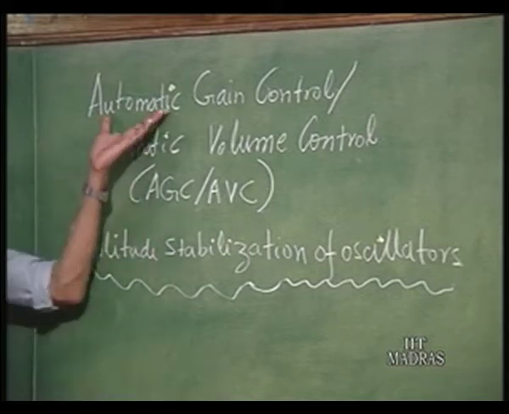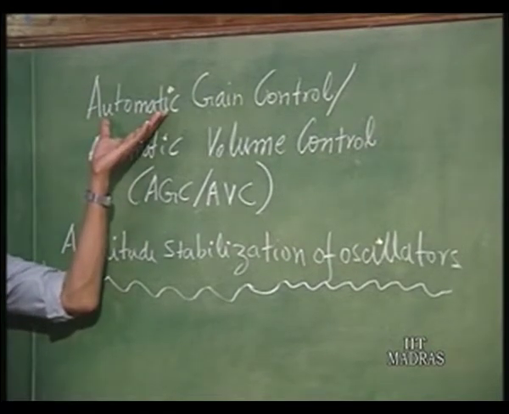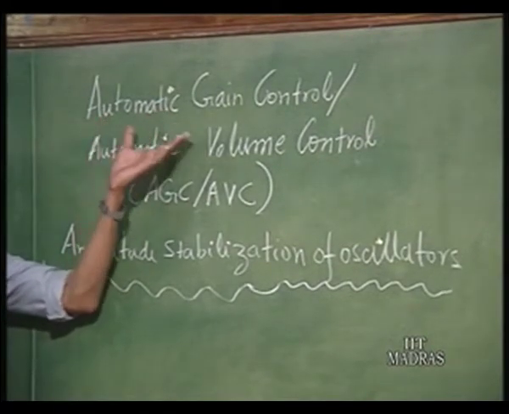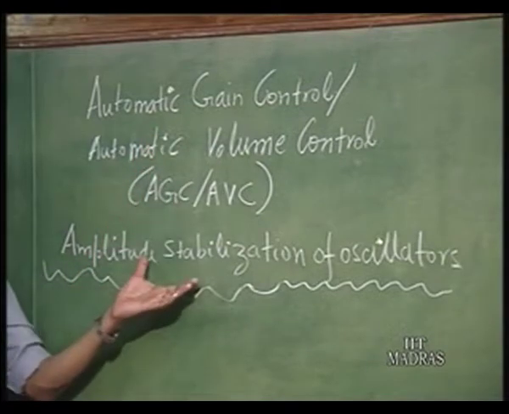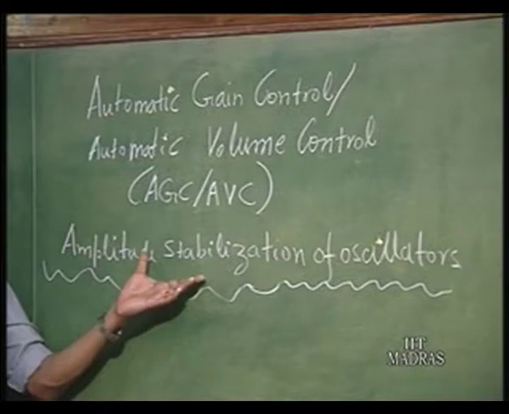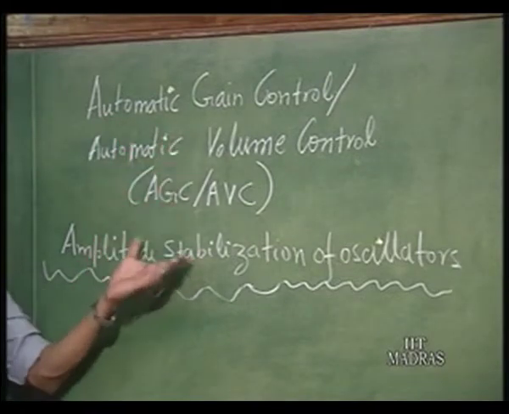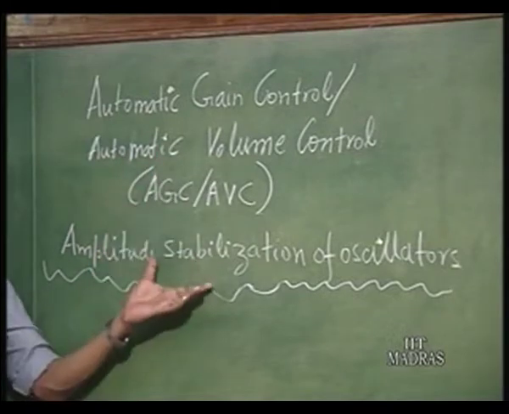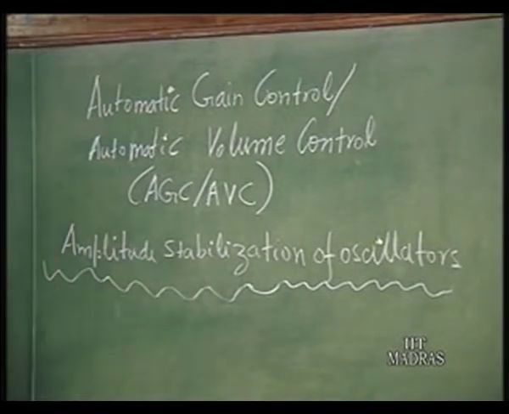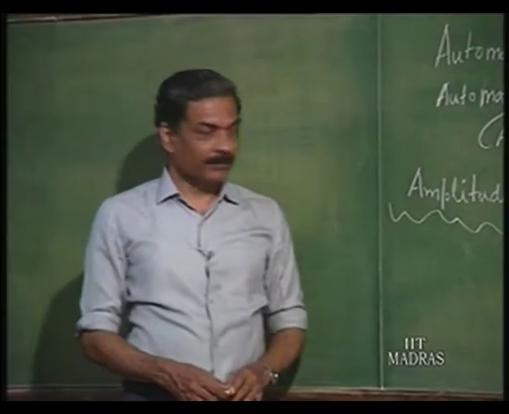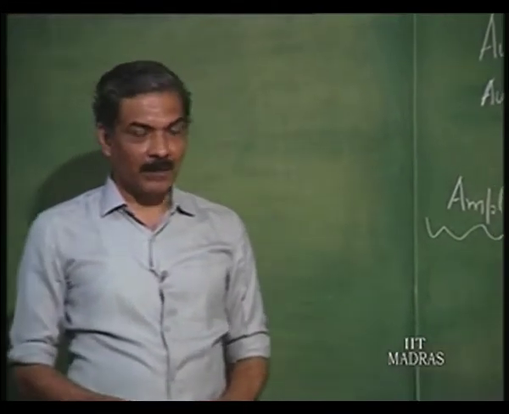Here the input comes from an external source, and therefore the output is maintained constant. Here the input is actually generated within itself, in an oscillator, but its amplitude has to be maintained constant. So that is the difference between these two, but both of these require a similar type of gain control system so that the output remains constant. So such an AC stabilization scheme is what is going to be talked about.